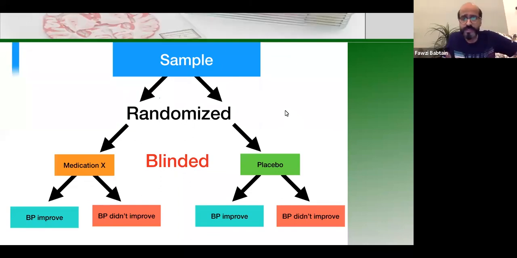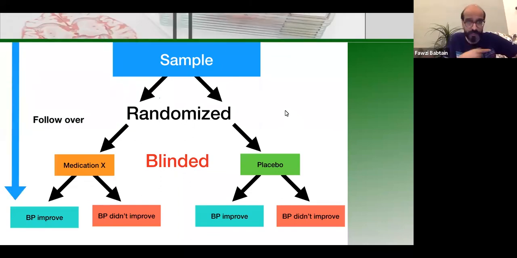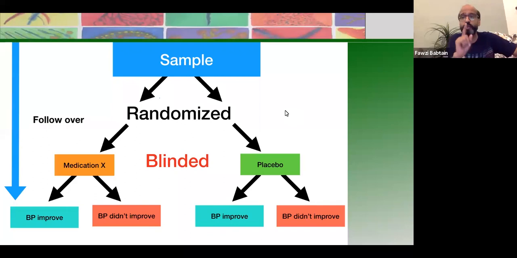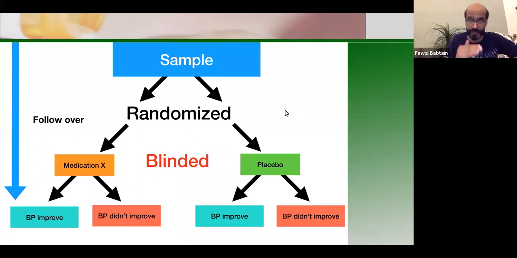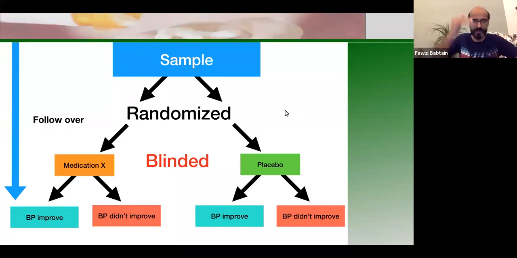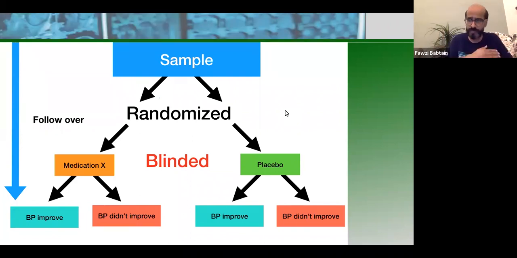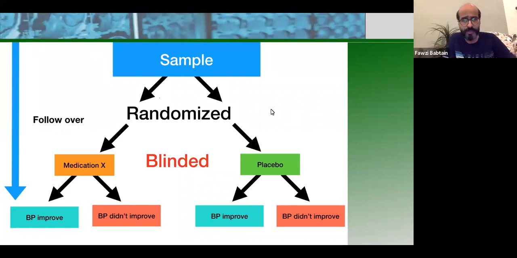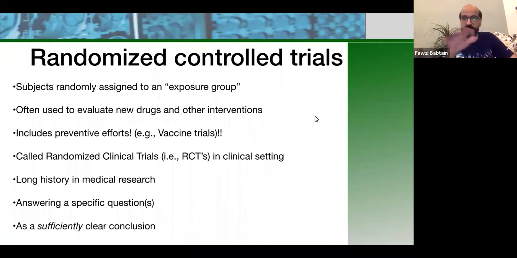Right. So now this is randomized and this is blinded. So this is a good example of a randomized control trial. This is an experimental trial. Now we are really going higher up in the hierarchy of evidence, and I follow them over time. So randomization again, I assign them randomly.